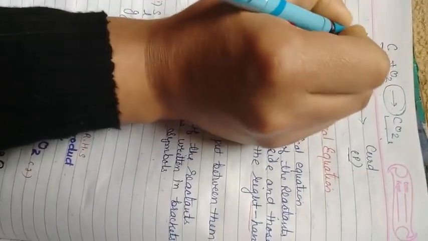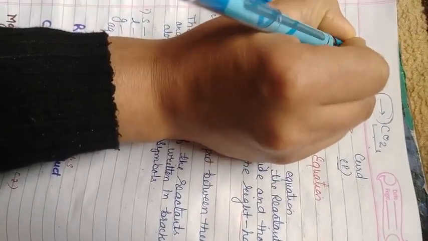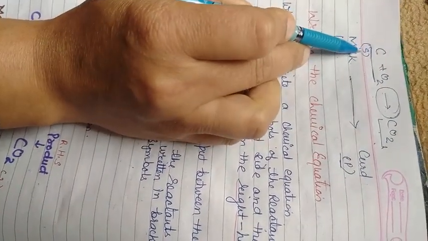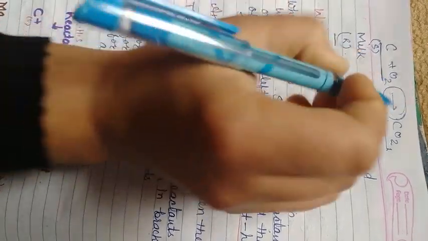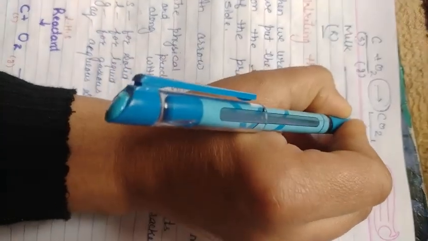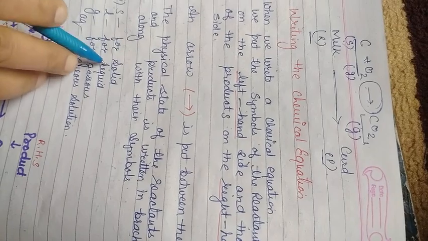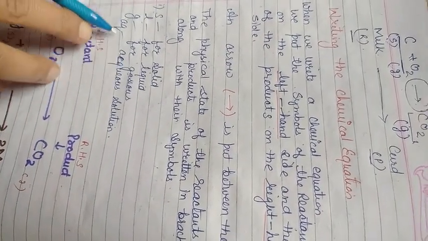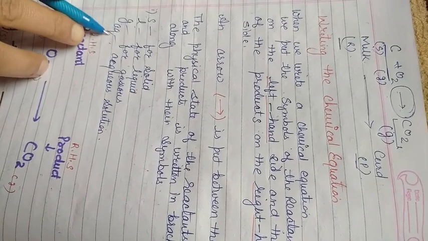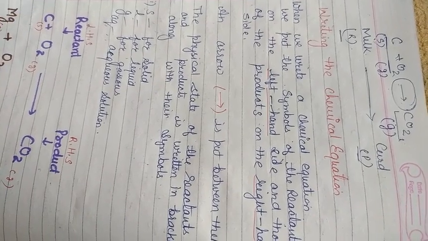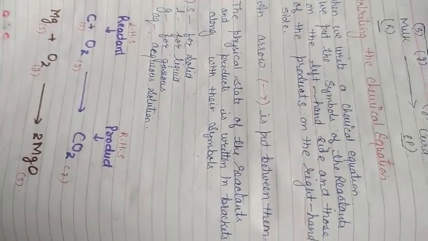For example, carbon or coal, we have taken in solid form. Then we have to write the S. This shows that the coal is in solid form. Oxygen, G, shows it is in gaseous form. Again, carbon dioxide will be formed. S stands for solid, L stands for liquid, G stands for gaseous, and AQ means aqueous solution. When anything is dissolved in water, for example, when we dissolve salt or sugar in water, it will form an aqueous solution.